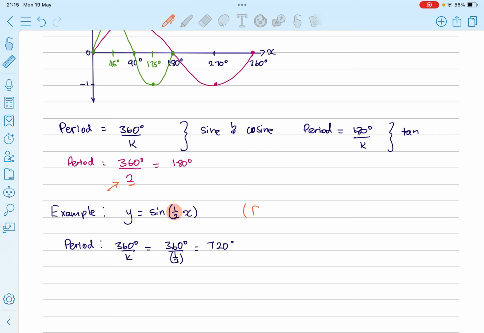So we can say fractions cause horizontal stretch.